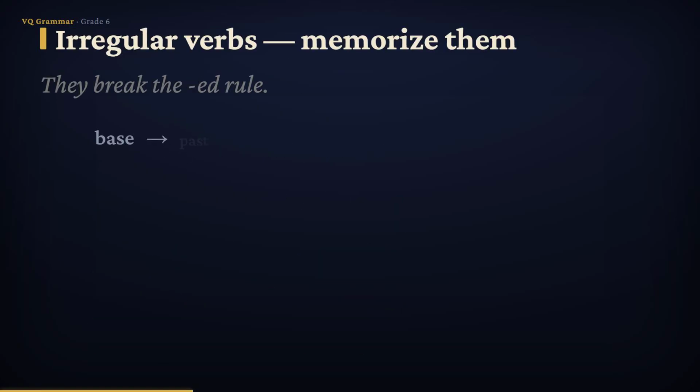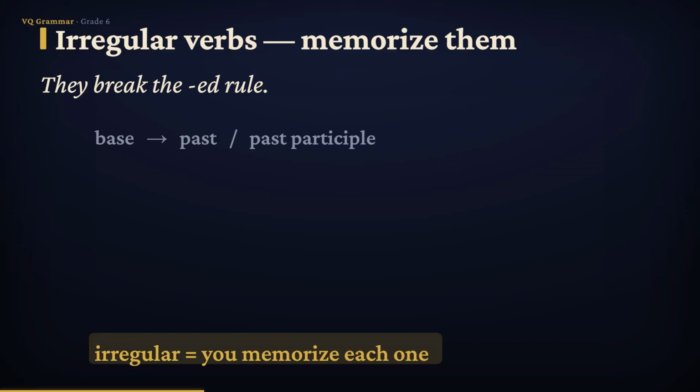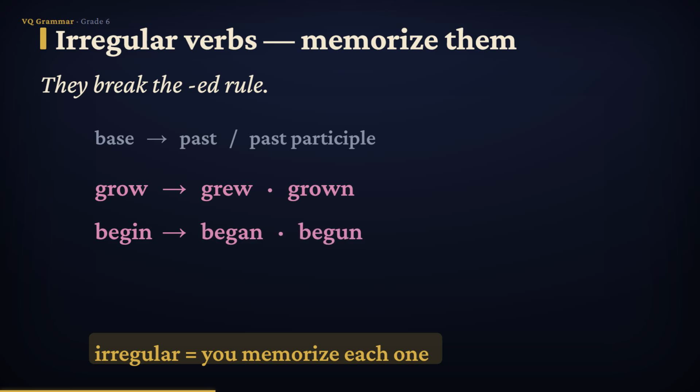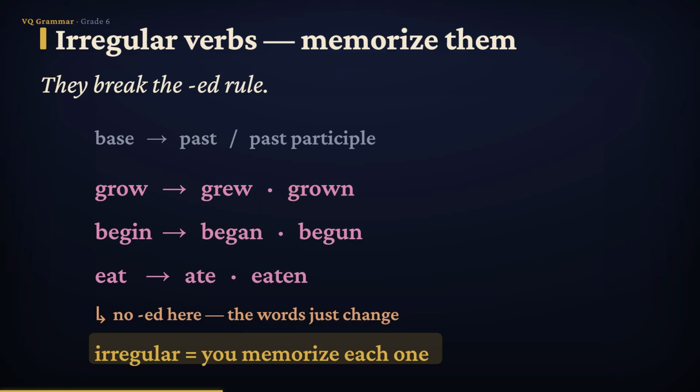Easy. But some verbs refuse to play by the ed rule. These are the irregular verbs, and there's no shortcut. You simply have to memorize them. Look how they change. Grow becomes grew and grown. Begin becomes began and begun. Eat becomes ate and eaten. There's no ed anywhere in sight. Instead, the word itself transforms. Some even have 3 different looking forms. The good news? There aren't that many. They're the verbs you use every day. And the more you read and speak, the more automatic they become.